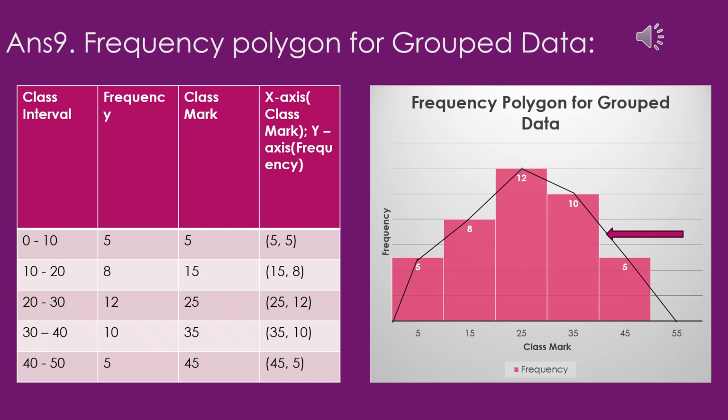For the x-axis and the y-axis, on the x-axis we plot the class mark and on the y-axis we plot the frequency. So what are the plotting points? 5, 5; 15, 8; 25, 12; 35, 10; 45, 5. So in this way we plot the frequency polygon for the grouped data, which is the black line.